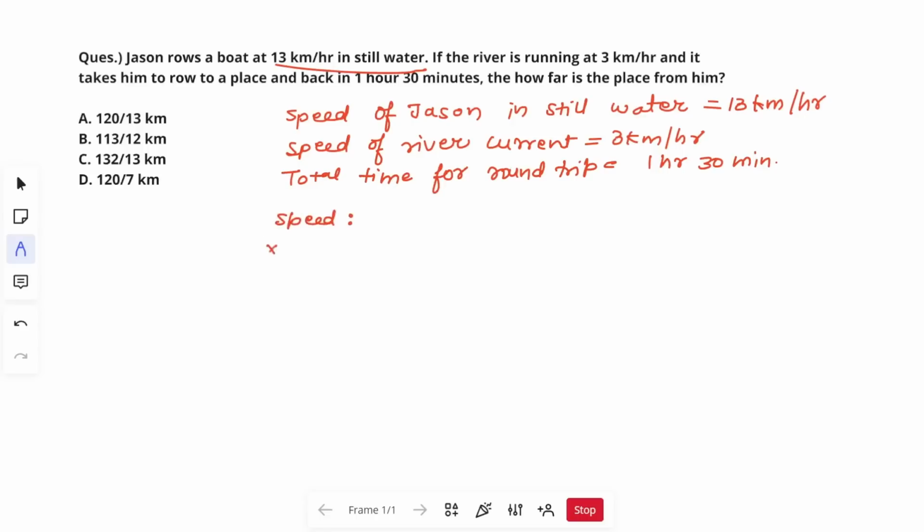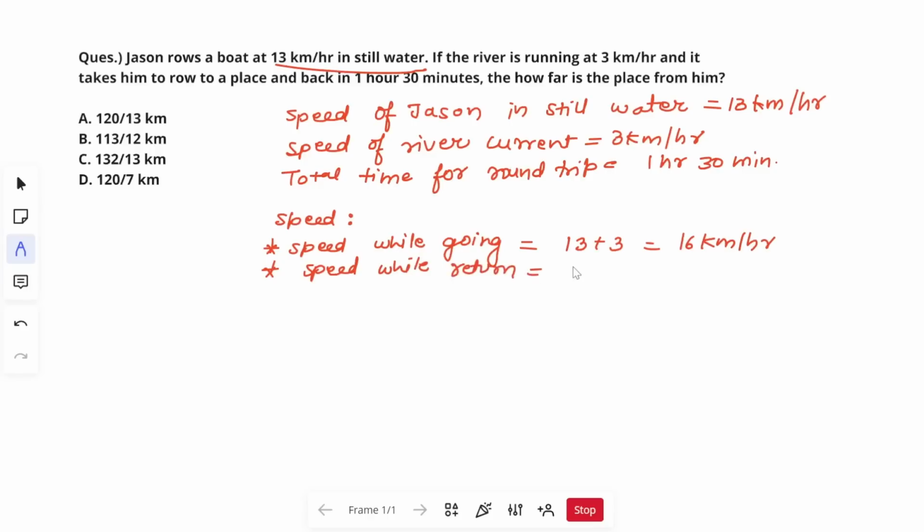First speed is speed while going, okay, which is also called as downstream, right? So that is how much? 13 plus 3 kilometers, which is going to be your 16 km/h. And next is your speed while returning, which is also called as upstream. Okay, so speed while returning, which is 13 minus 3, which is going to be your 10 km/h.